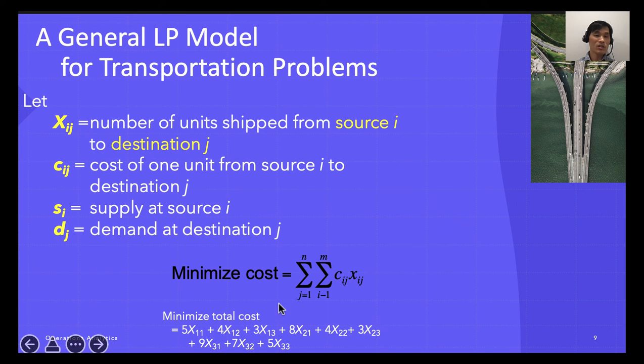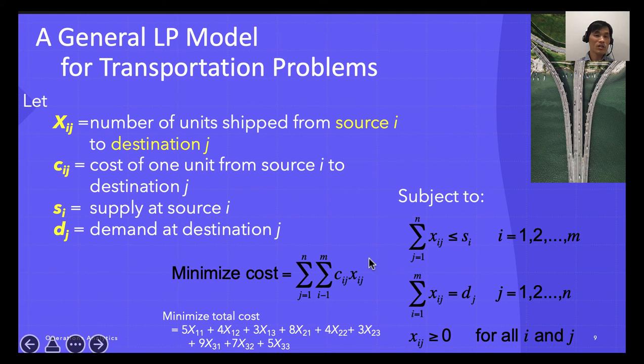And one example that we saw was say 5 is the coefficient, the transportation cost from city 1 to city 1, so source city 1 to destination city 1, and that's 5 x11 plus $4 times x12 and so forth, which is going to be summarized here in this mathematical format.